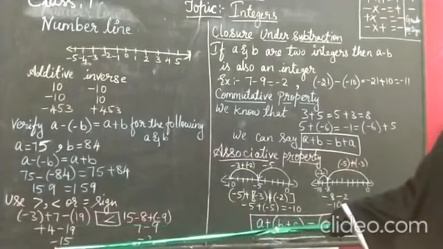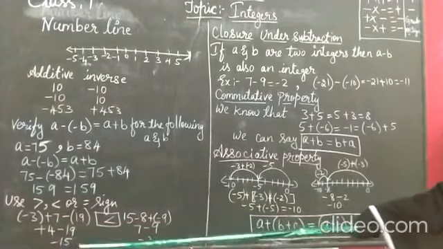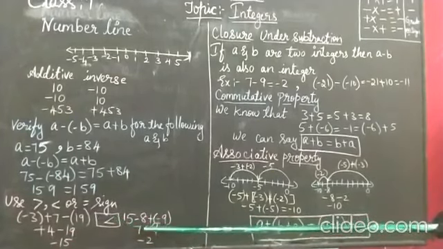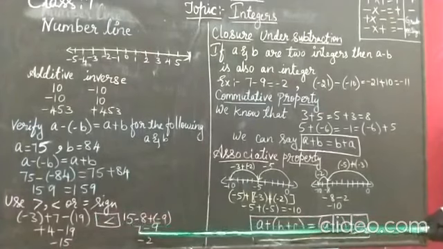Therefore, the sign comes minus. So the answer is minus 15. Coming to the other side, here 15 minus 8. 15 minus 8 is 7.